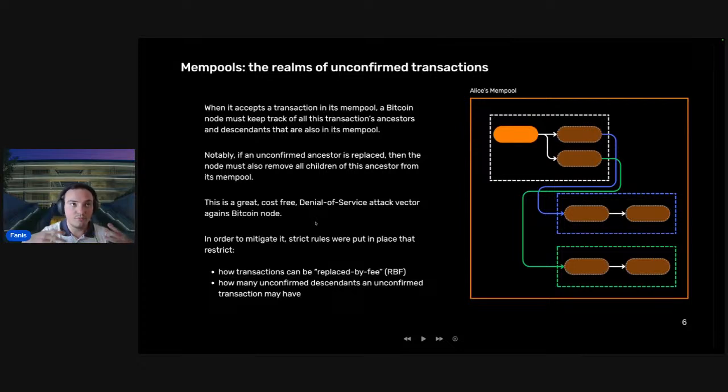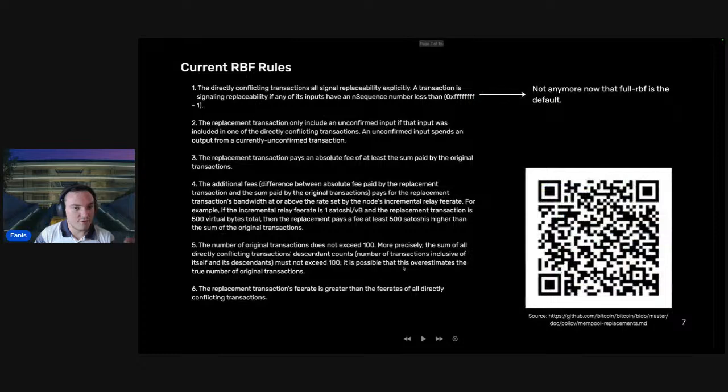And so that's why, in order to mitigate this kind of attack, there are a few rules in place. So there are policy rules, which means they are not consensus rules. Each node can have its own rules, but they are mostly the Bitcoin Core default rules. And these rules define how transactions can be replaced by fee, so using RBF, and how many unconfirmed descendants, so children, an unconfirmed transaction may have. And so the current RBF rules are as follows.